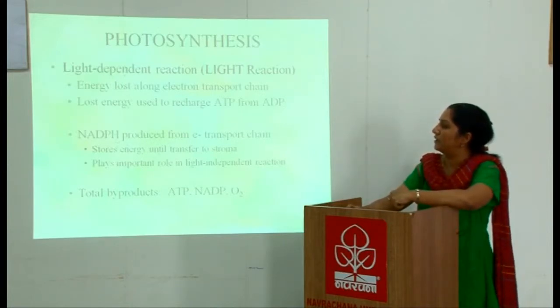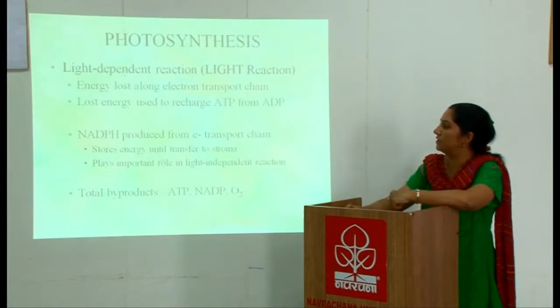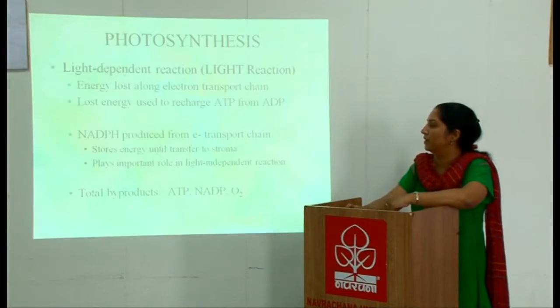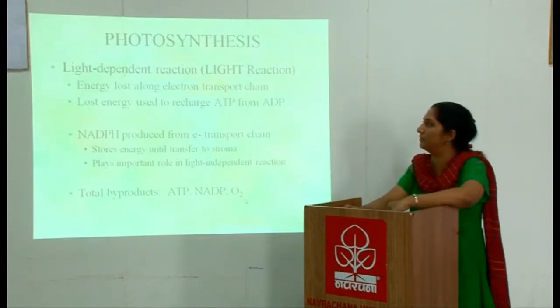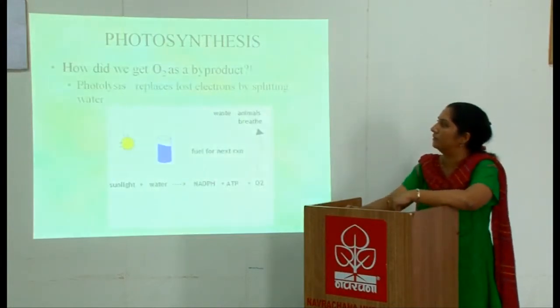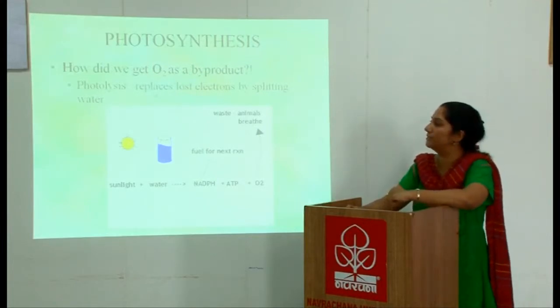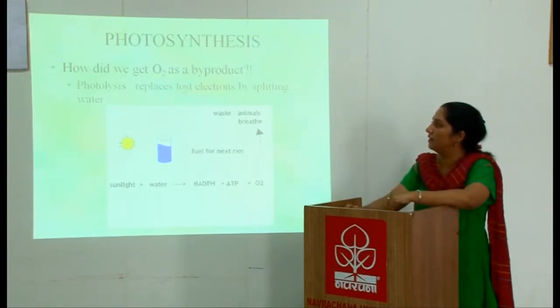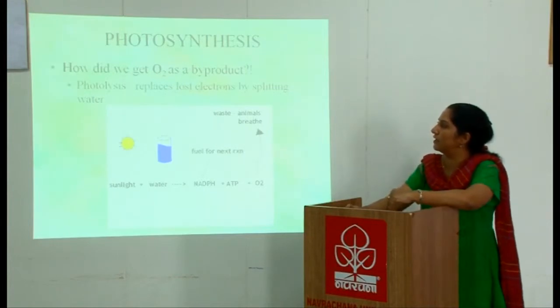Now NADPH is the source of energy which stores energy until it is transferred to the stroma. Here the total byproducts of the light dependent reaction are ATP, NADPH and oxygen. Now how we get oxygen as a byproduct, that is photolysis. Photolysis means in the presence of light, the breaking of water, which replaces lost electrons by splitting the water.